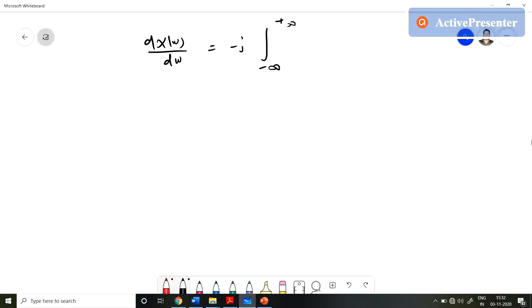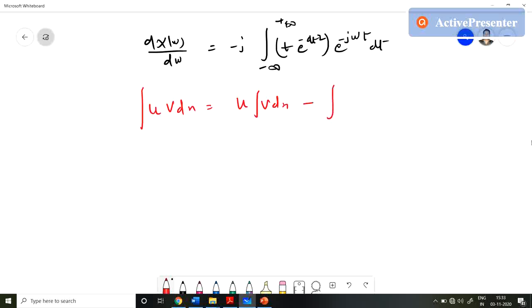By using the integration by parts. So it is t e raised to the power minus a t square multiplied by e raised to the power minus j omega t dt. We can solve this by using the integration by parts. What is the integration by parts formula? It is the integral of u v dx is equal to u times the integral of v dx, minus the integral of u dash times the integral of v dx, and the whole bracket integrated with respect to dx. Now we can use this formula.